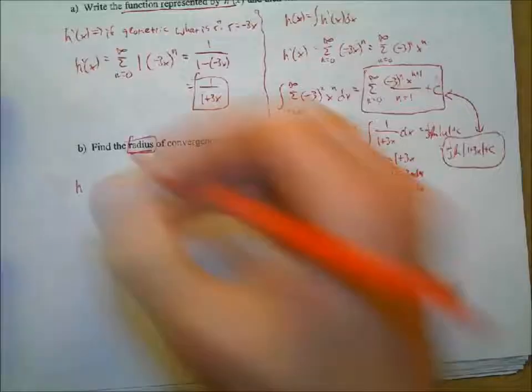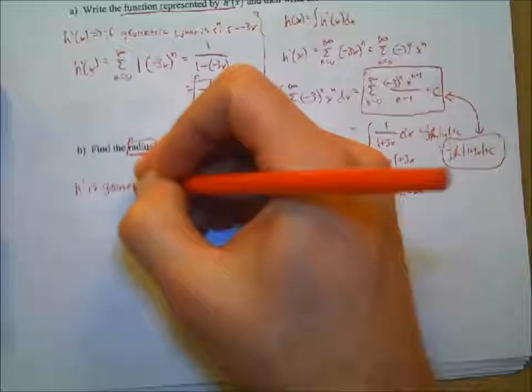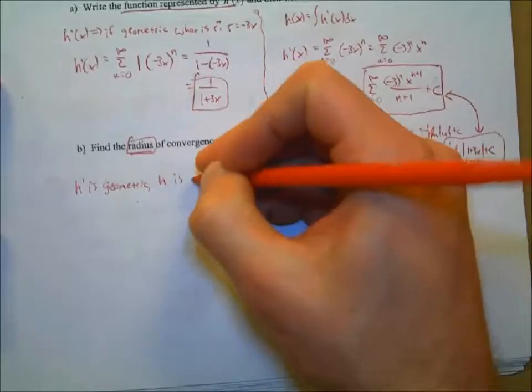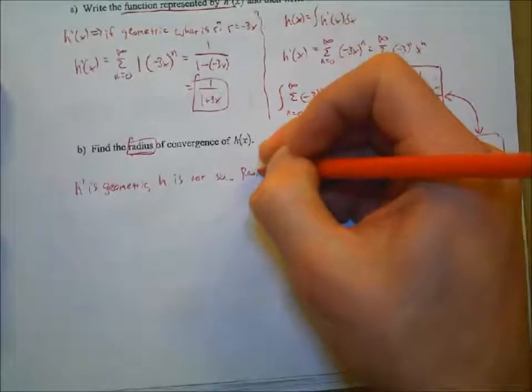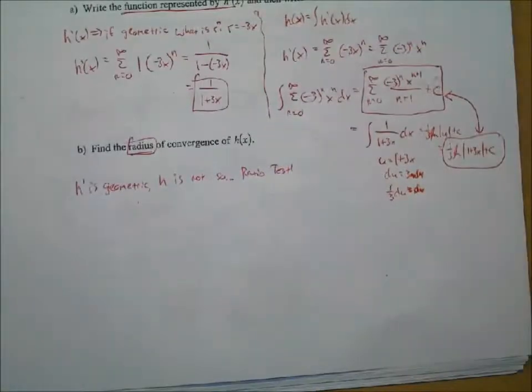So I'll write this. h prime is geometric. H is not. So, ratio test. Yes, use the power series there, and the ratio test with the power series.